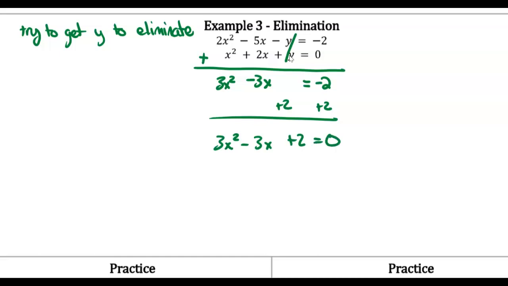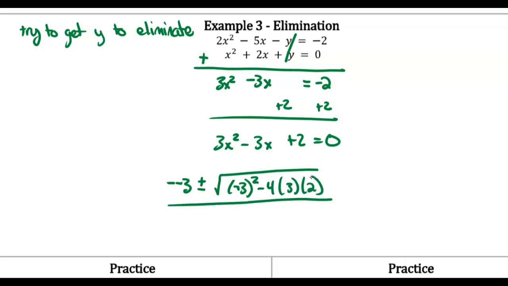Okay, and at this point we can factor this or do graphing or complete the square or square roots or quadratic formula. If I factor it, it has to multiply to 6 and add to negative 3. I don't think that's possible, so I'm going to use the quadratic formula. I'm going to do negative b plus or minus the square root of b squared minus 4ac, all over 2a.